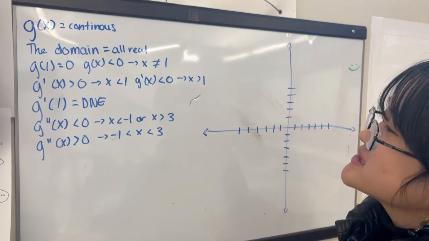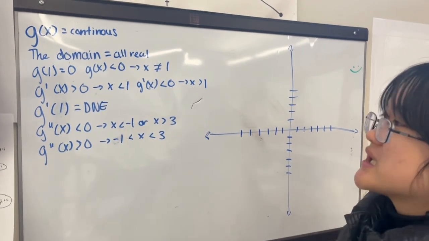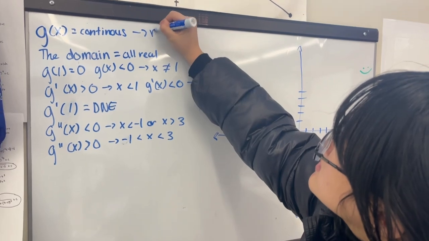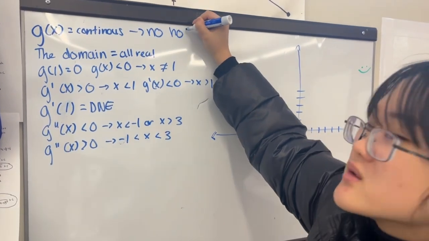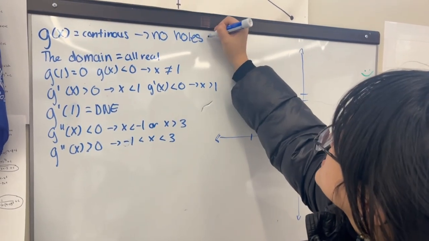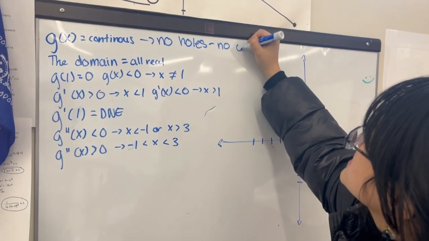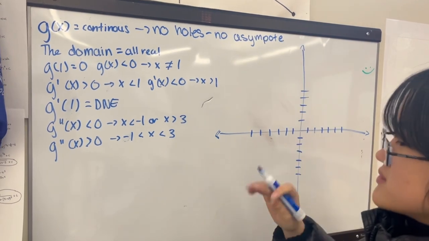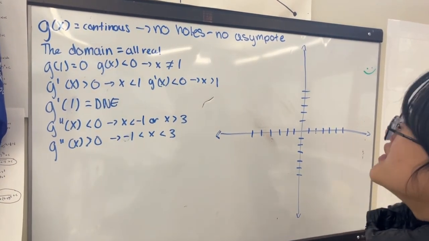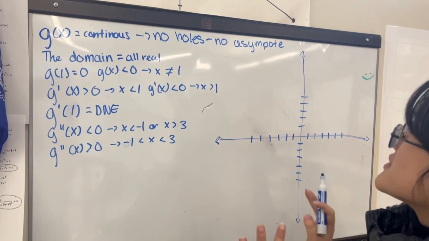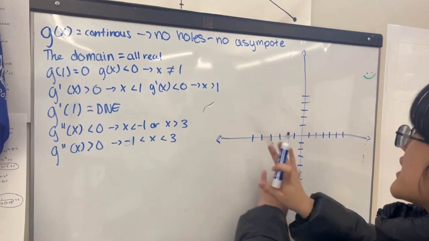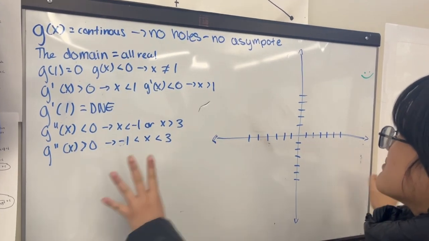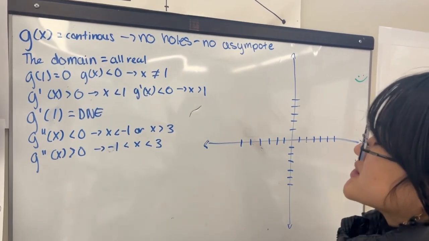The first thing that was stated is that it's continuous, so that means there are no holes, no asymptotes. And the domain is for the x values, the x-axis. If we know it's all real values, we can use the entire x-axis. So there's that.